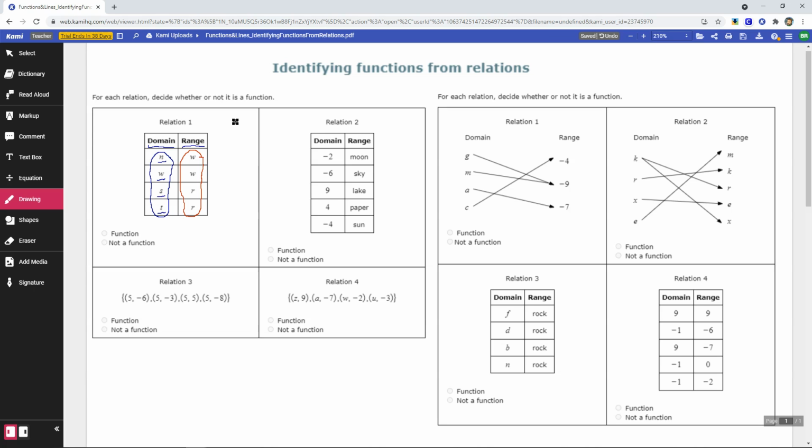So here we have N, W, S, and T. Each of those is unique. So that means that each of them will only have one value in the range. And it doesn't matter if, for instance, the W has the same value in the range as N. So notice that N and W both have W in the range. That's okay. Because all of the elements of the domain are unique, this is a function because each element of the domain has exactly one value for the range.